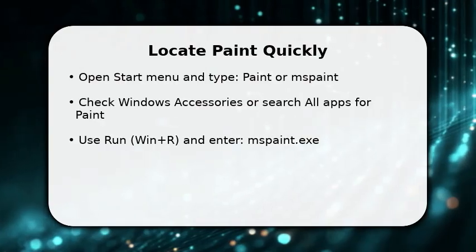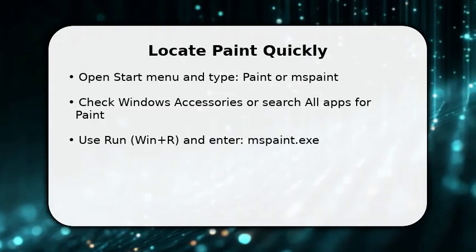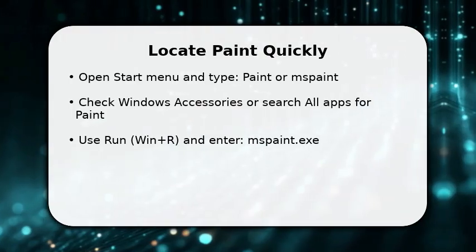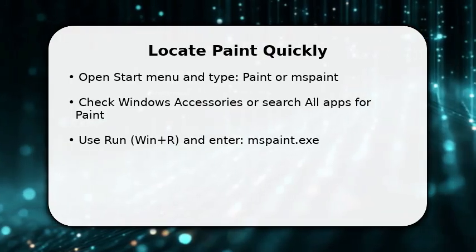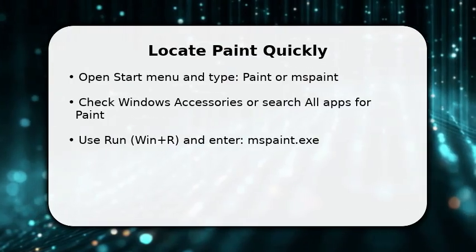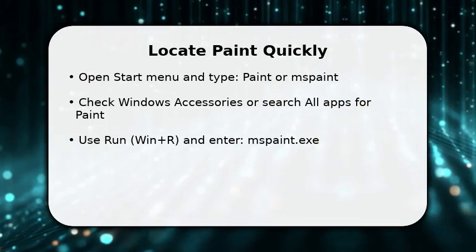You begin by searching. Type paint into the start bar and watch results populate. If nothing appears, open Windows Accessories in all apps to scan the list. Once done, press Win+R and run mspaint.exe to launch Classic Paint directly from the system path. This step proves whether Paint is installed and reachable.